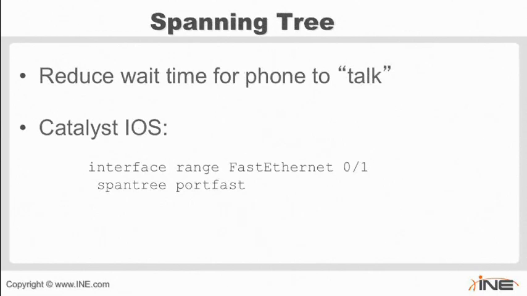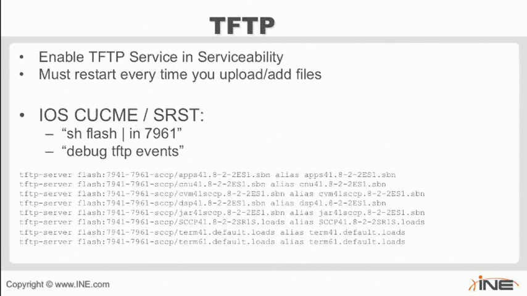We're not dealing with rapid spanning tree or anything like that, but essentially sort of turn off spanning tree for this port or just don't listen for it. Okay, so that allows the phone to talk quicker.